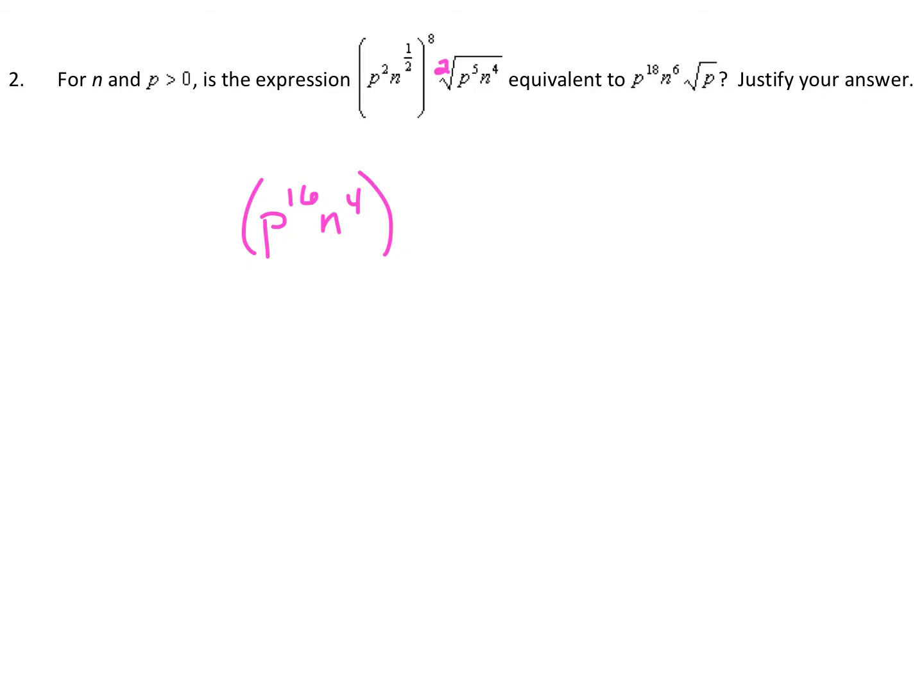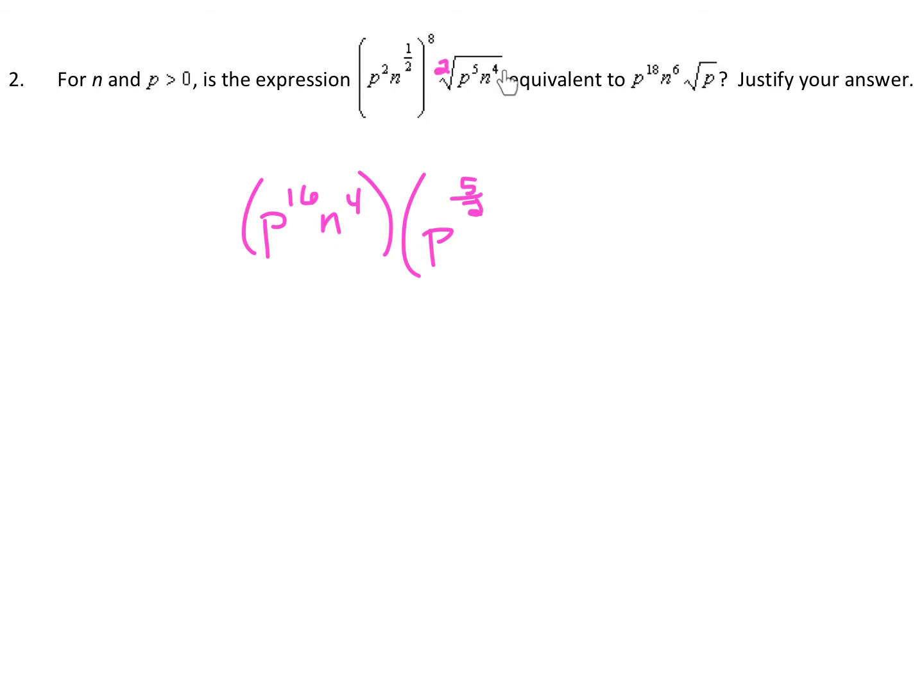And the reason I'm doing that is if I want to get this out of radical form, that way I can combine it with these terms. So if I want to get it out of radical form, I could rewrite it as power over root, p to the 5/2 power. Okay, I guess I'll just put this in parentheses too. You don't need it, but you can. And then this would be n to the 4/2 power.